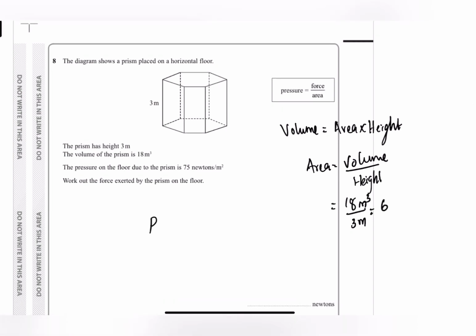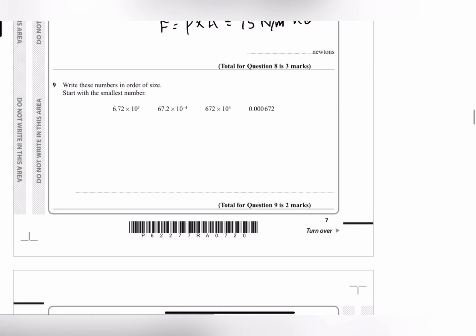And you have pressure as force over area, which means you can now apply F as P times A, which is 75 newton per meter square times 6. So that's going to be your answer. Let's move on to the next problem.